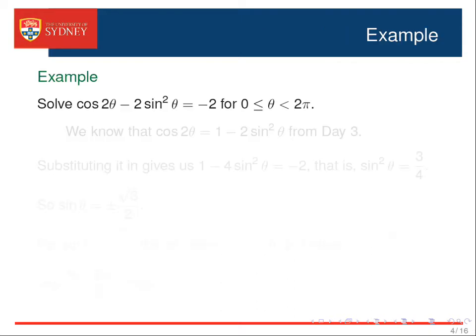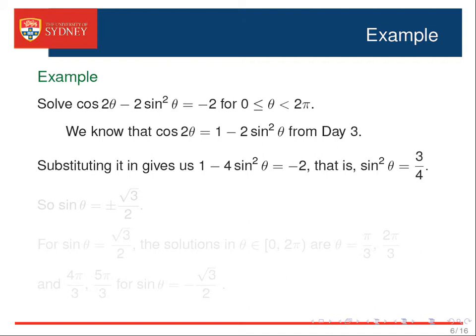For example, let's try to solve cos 2 theta minus 2 sine square theta equals minus 2 for theta between 0 and 2 pi. Using the double angle formula for cosine, we know that cos 2 theta can be rewritten as 1 minus 2 sine square theta. Substituting this into the equation simplifies it to 1 minus 4 sine square theta equals minus 2. Simplifying further, this is the same as sine square theta equals 3/4.